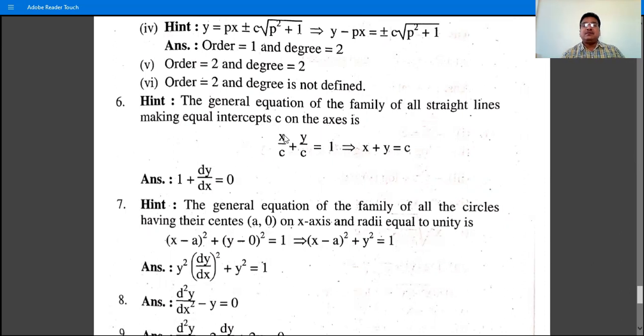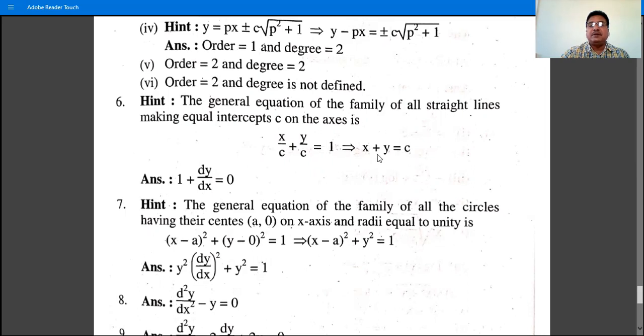So what is the general form of the equation of a straight line in intercept form? x by a plus y by b is equal to 1. So it makes intercept c on the x-axis and y-axis, so its equation is x by c plus y by c is equal to 1, that is x plus y is equal to c. And now we have to eliminate this c in order to obtain its corresponding differential equation.